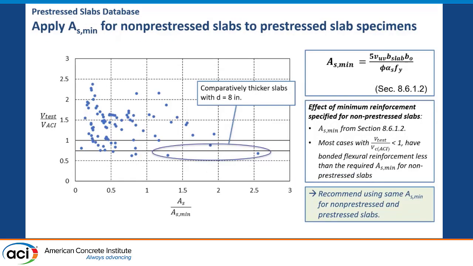For comparison, the minimum reinforcement specified for non-pre-stressed slabs was also investigated, and it was found that except for 3 slabs, all other slabs with shear ratio less than 1 had bonded flexural reinforcement less than the As,min required for non-pre-stressed slabs. So the initial analysis suggests that the minimum required bonded flexural reinforcement for pre-stressed slabs is too low and can be increased to the minimum requirement for non-pre-stressed slabs. Further studies are underway to investigate the appropriate amount of bonded flexural reinforcement for pre-stressed slabs.